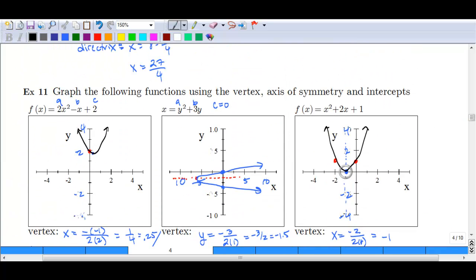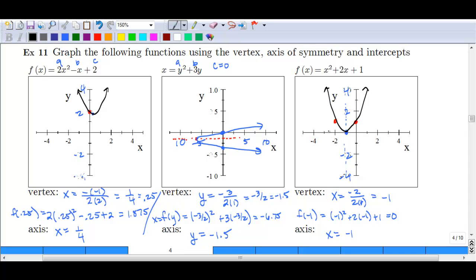So the x-intercept happens to be at the vertex, and it's multiplicity 2, so we know it's going to bounce here. And we know we had our y-intercept here at 1, and it's going to be symmetric, so we can also put that point back there at -2, 1, and we can draw our parabola. So this concludes the first video for section 20.2.